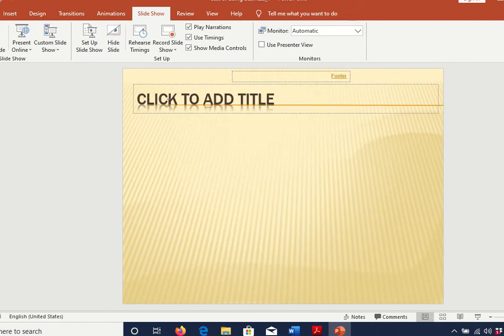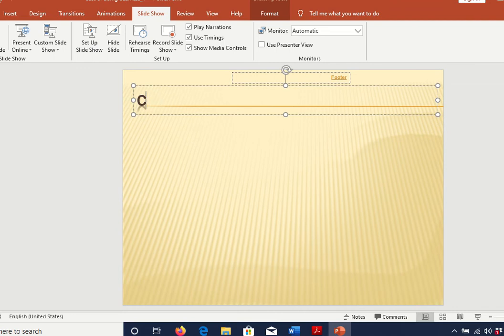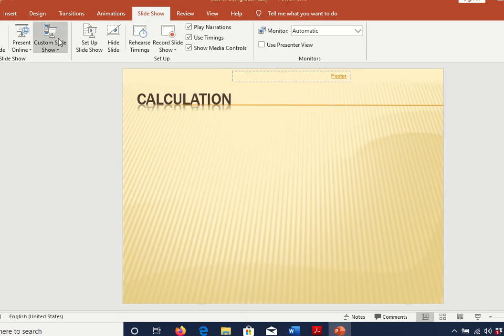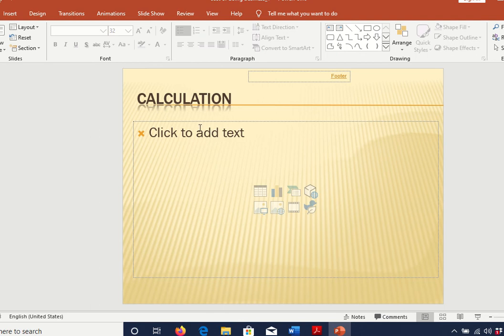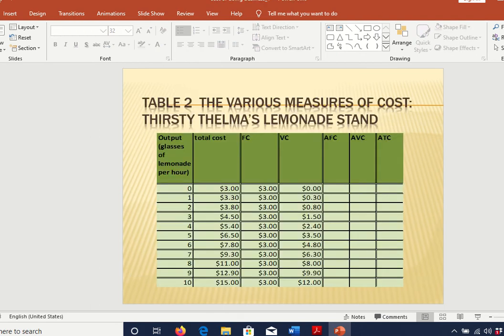So let's try a couple of examples and see where we are. Let's look at the numbers a little bit. Let's pick when the quantity of output is equal to 4. Let's find the average fixed cost, the average variable cost, and then the average total cost.